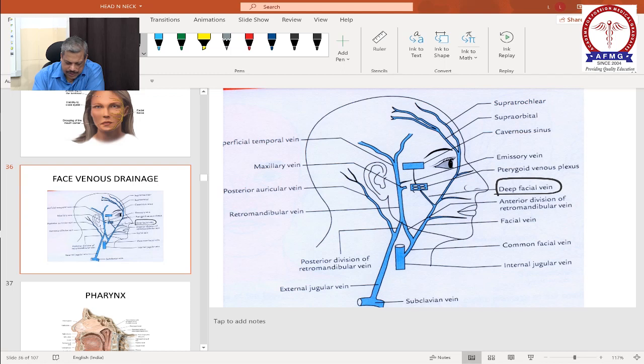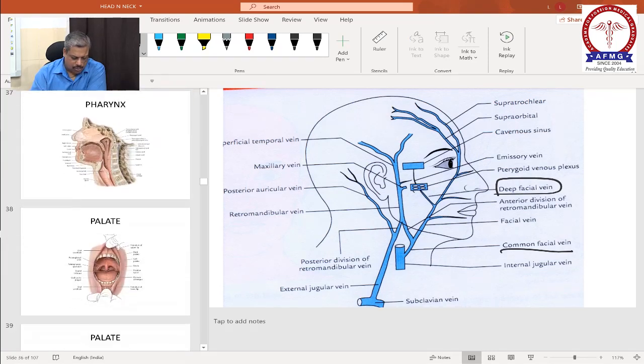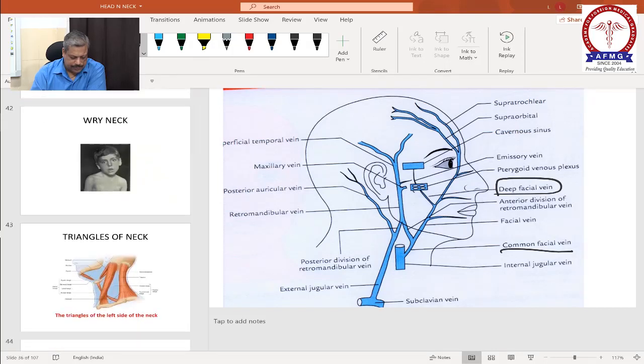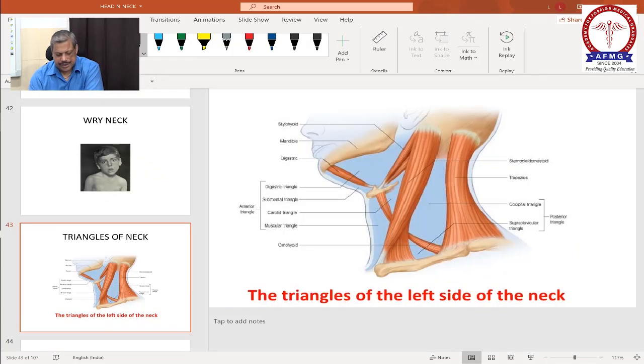And this deep facial vein is a tributary of the facial vein. See here, this is the facial vein, and this is the common facial vein. So keep in mind, the facial vein is a tributary of the common facial vein, and the common facial vein is a tributary of the internal jugular vein. So this is about the venous drainage of the face. Now we will talk about the triangles of the neck. Our next heading is the triangles of the neck.